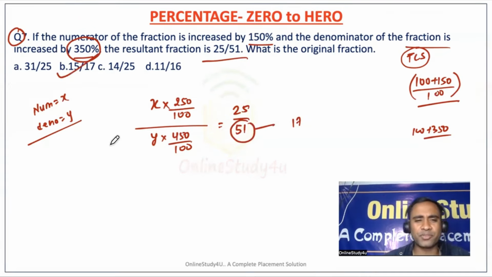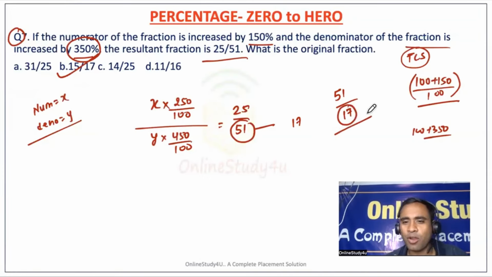You do not need to even solve it. You can directly say option B will be the correct answer, because 51 is a multiple of the prime number 17, and 17 you cannot divide further. 17 will be here because 17 is a prime number factor.